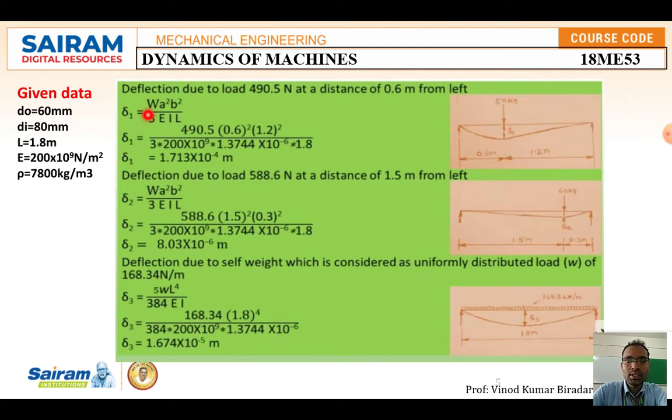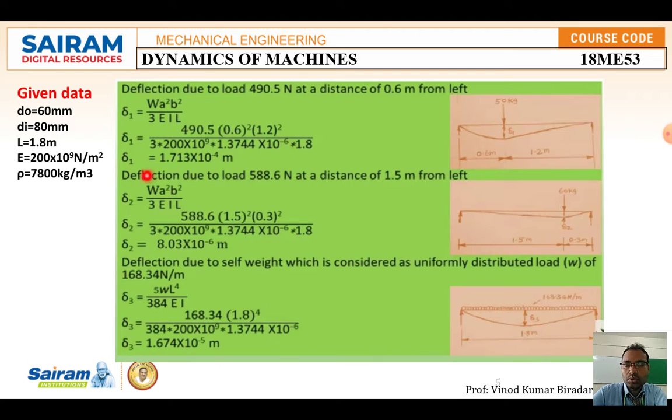We have the formula delta 1 is equal to W a square b square divided by 3EIL. Here a square b square is nothing but the distances, 0.6 and 1.2, left-hand side and right-hand side of the force acting at this midpoint. So I have given the notation delta 1. Delta 1 is equal to 490.5 into 0.6 whole square into 1.2 whole square, divided by 3, the Young's modulus given, the moment of inertia we calculated, and the total length of 1.8.